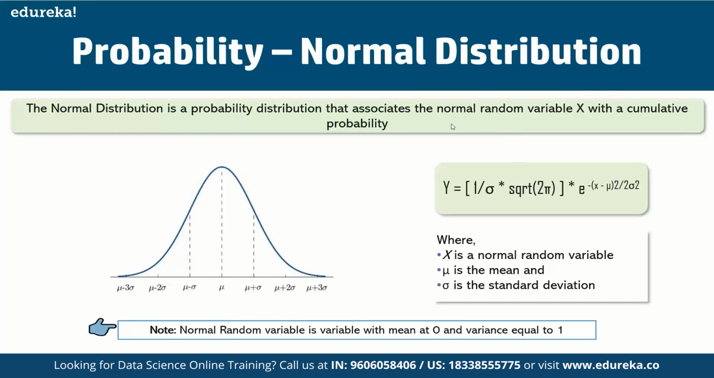So here we have the random variable x. The probability distribution associates a random variable with a cumulative probability. The formula for our normal distribution is 1 divided by sigma multiplied by square root of 2 pi, times e to the power of minus (x minus mu) squared divided by 2 sigma squared. The formula may sound slightly confusing, but let me explain what these terms mean. Here we have our x. X is our random variable.